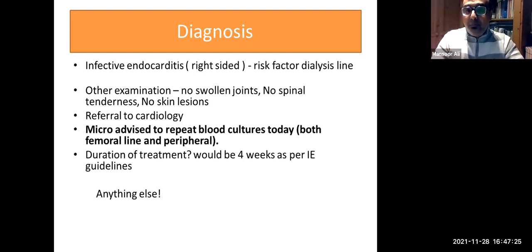Micro did advise us to pretty much repeat cultures on a weekly basis, and the duration of the treatment will be 4 weeks. But again, micro advice was literally 4 to 6 weeks, depending on the clinical progress, and also the removal of the line, which was removed, and also to see whether the patient was actually improving on treatment, and the treatment was IV flucloxacillin.